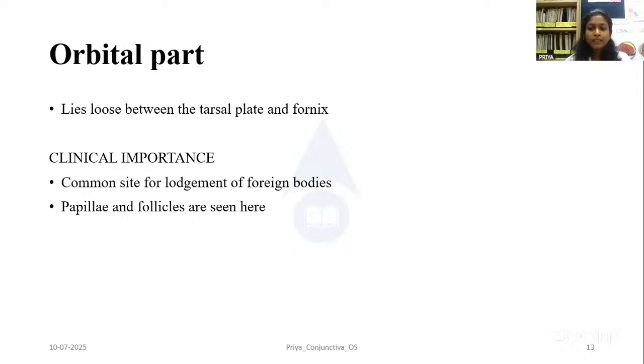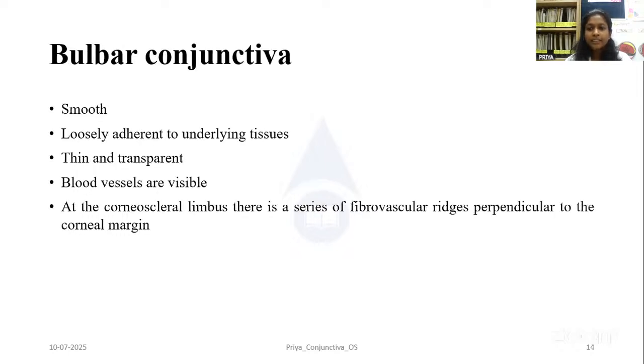Bulbar conjunctiva. The bulbar conjunctiva covers the anterior sclera up to the limbus. It is thin, loosely attached, and becomes continuous with the corneal epithelium.